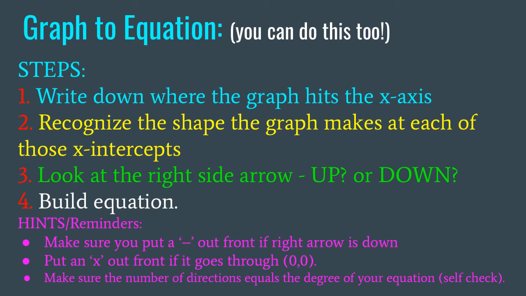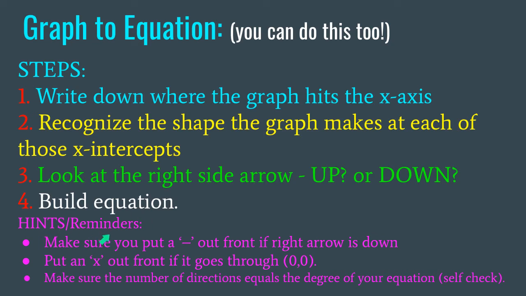So in conclusion, to get from graphs to equations, you write down where the graph hits the x-axis because those numbers have to be in your equation. You need to recognize the shape that the graph makes at each of those x-intercepts because that determines your power. And then you look at your right side arrow. Is it up or down? That's going to determine your stretch factor being positive or negative. And then you build your equation.